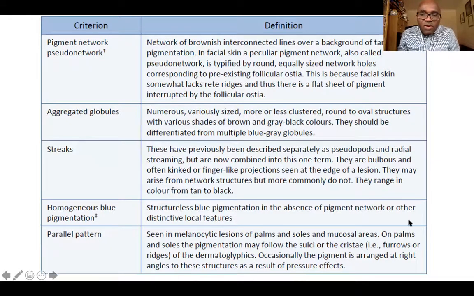And then when you come to the acral surfaces, on the palms and the soles of the feet, you can see these melanocytic lesions on the palms and soles of the feet, or the mucosa. You will have these kinds of parallel patterns. Okay, the parallel patterns follow the sulci and the cristae. So when you see the palms and the feet, you see the sulci and the cristae, or the furrows and ridges. Okay.